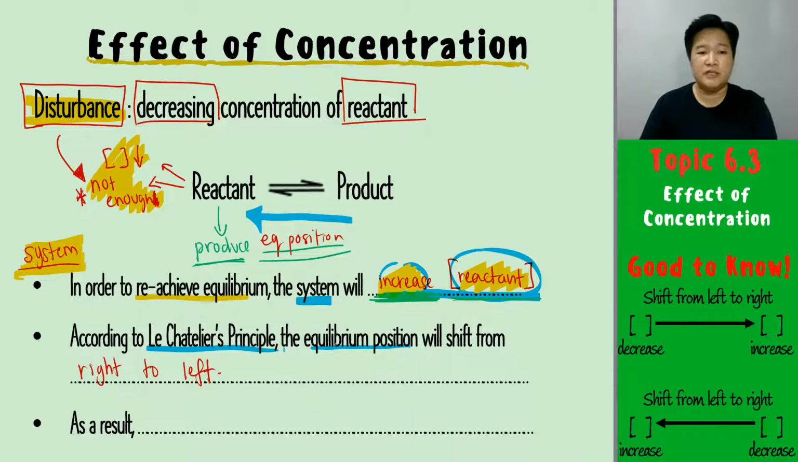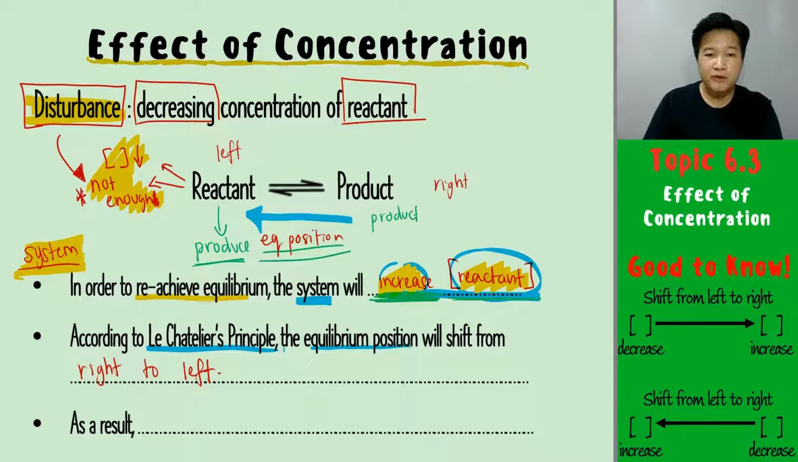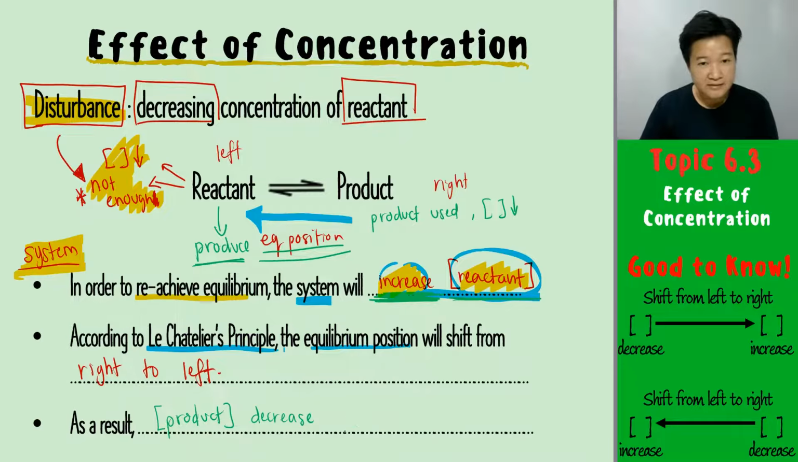And since your equilibrium position is shifting from the right to the left, from the right to the left means on the right, your product is used. When your product is used, what happened to the concentration? The concentration of the product will definitely decrease. As a result, the concentration of the product will decrease. And when the concentration of product decreases, guys, what happened to the concentration of your reactant? The concentration of your reactant will then increase. Alright? As simple as that.